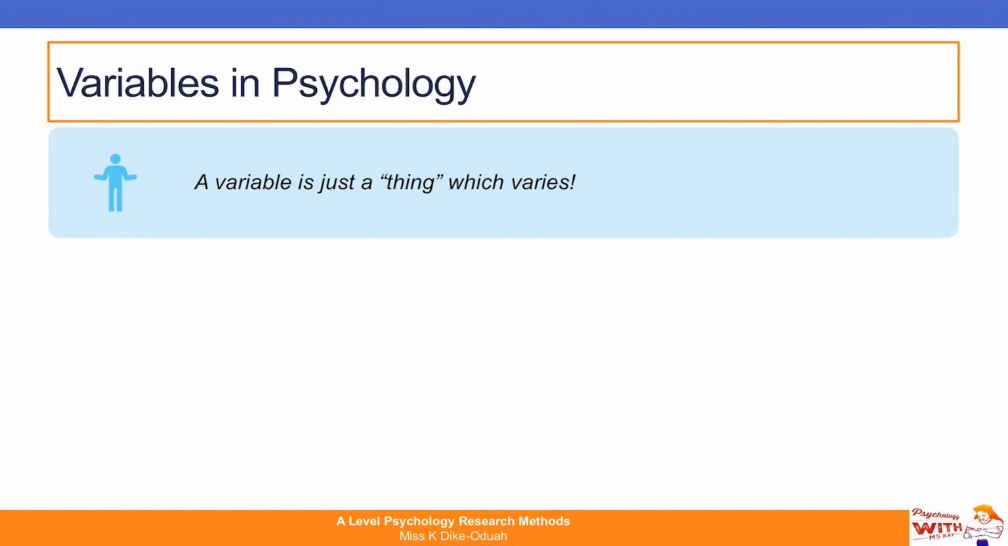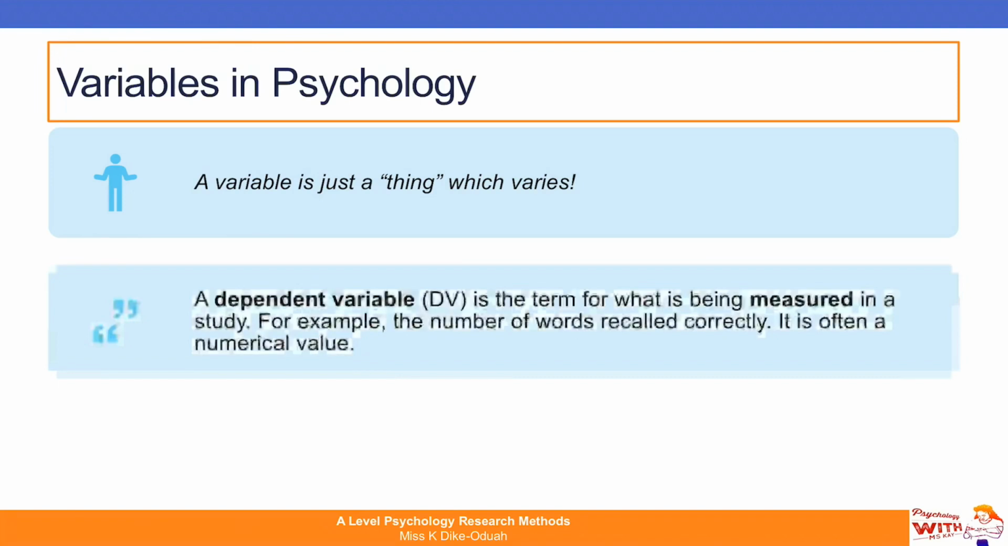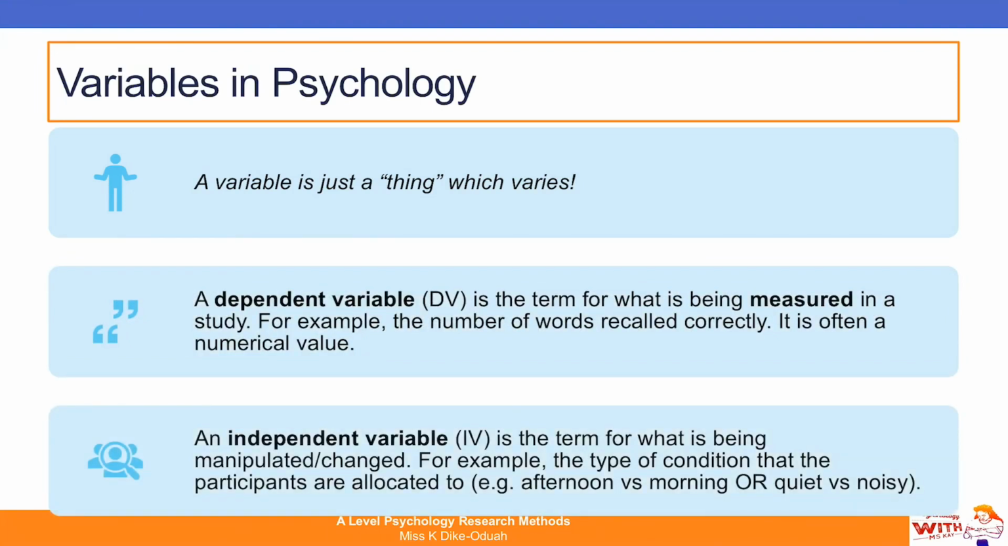A variable in psychology is just something that varies, and this is the same for any science-based subject, of which psychology is considered to be a science. We already know the difference between a dependent variable and an independent variable, but just to refresh your memory, a dependent variable is the variable that you measure in your study, whereas an independent variable is the variable that you manipulate, you change, and you're changing it in order to see what effect it has on the dependent variable. You're oftentimes looking for a causal relationship between the independent variable and the dependent variable in an experiment.